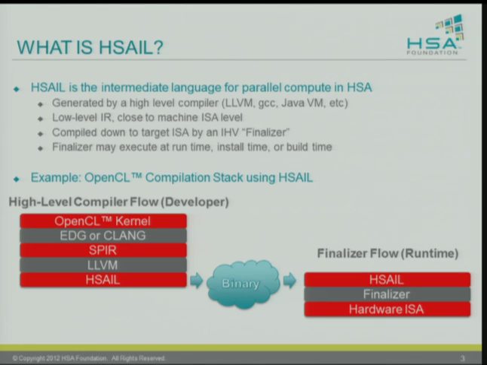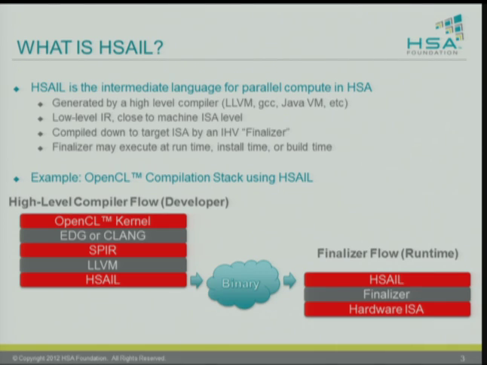I wanted to show on the second part of this slide an example of a sample compilation stack using OpenCL that contains HSAIL. If we start with the picture on the left here, this is the flow that a developer might go through. Starting with an OpenCL kernel that's written in the OpenCL kernel language, typically that goes through a front-end compiler like EDG or Clang, which takes that OpenCL kernel language and translates it into a symbol table. There's a high-level intermediate representation called SPIR that Phil mentioned. I also have a little bit more information on this later on in the talk.